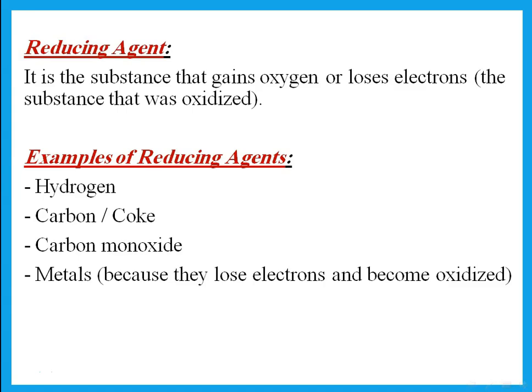Reducing agent, again, the reducing agent is the one that has been oxidized, or it is the one that gains the oxygen. That means it causes the other one to be reduced, so it is the reducing agent. If it says suggest examples of reducing agents in a lab, when we want to do a reaction in which we need a reducing agent, then we react that substance with hydrogen or with carbon, usually in the form of coke, or with carbon monoxide or metals. Because metals lose electrons, they become oxidized. The other substance is gaining the electrons to become reduced, so they act as reducing agents.